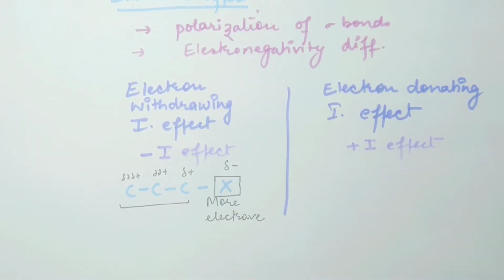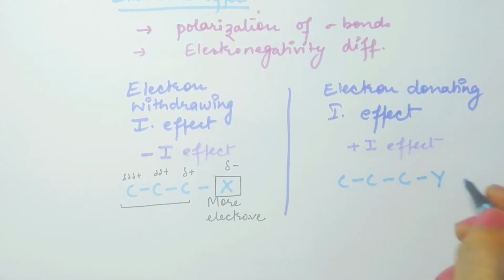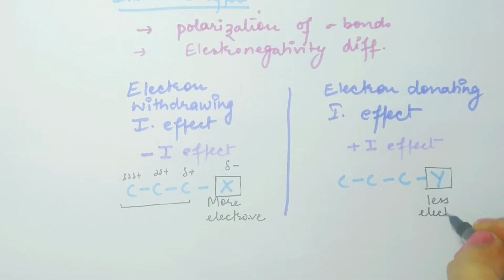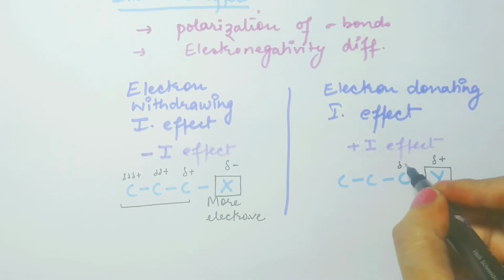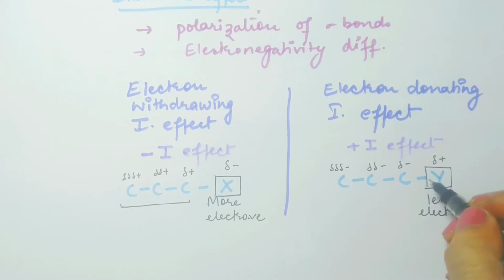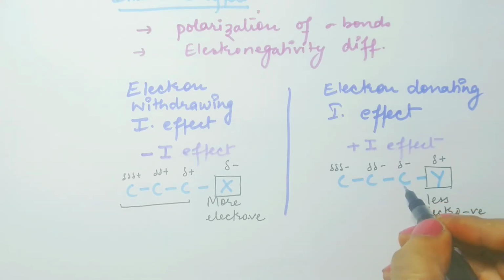And in the case of an electron donating group, we take another chain which has an electron donating group. This group is less electronegative, so it will have a partial positive charge, and the chain will have partial negative charges. It is an electron donating group, it is giving the electron. When it is giving the electron, there is a loss of electron there and a gain of electron on the chain. So with distance, it will have more electron density nearby and less further away. This is the electron donating inductive effect.